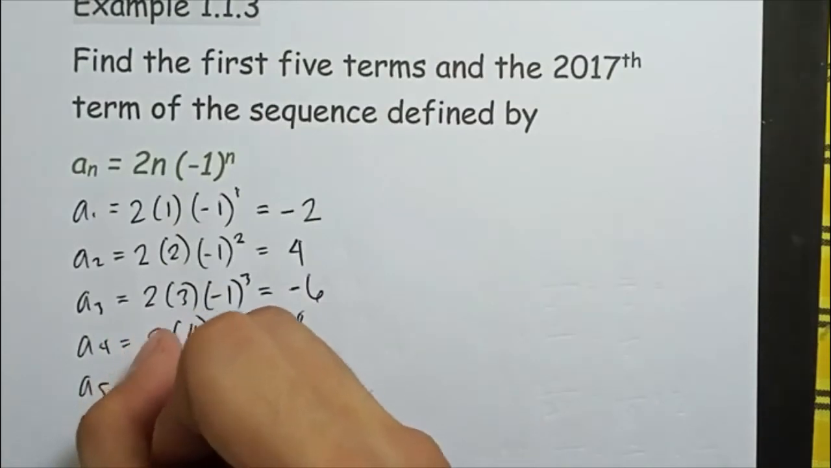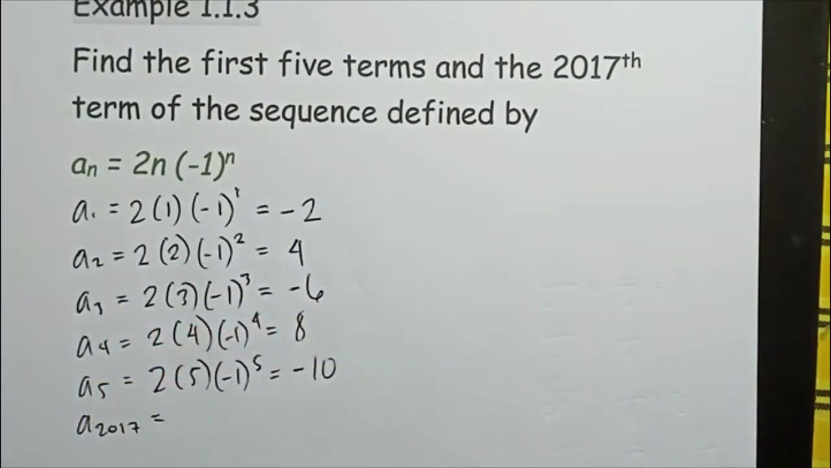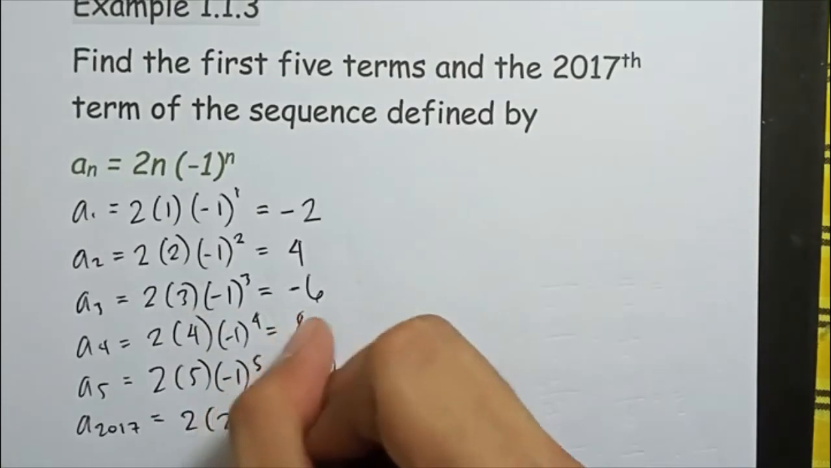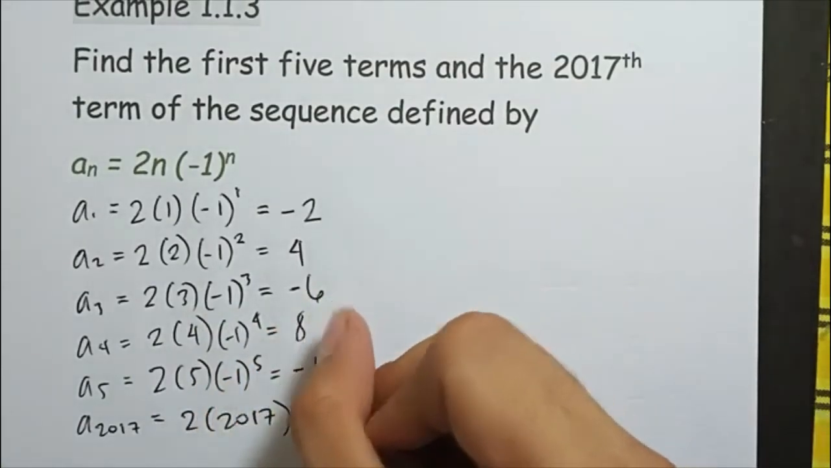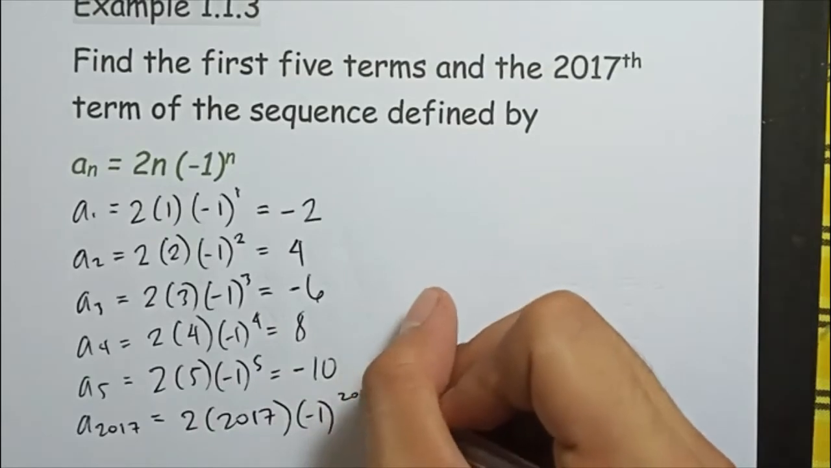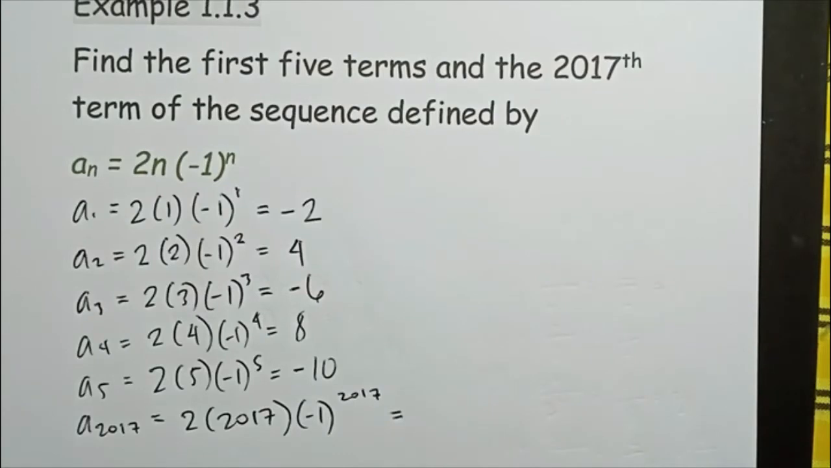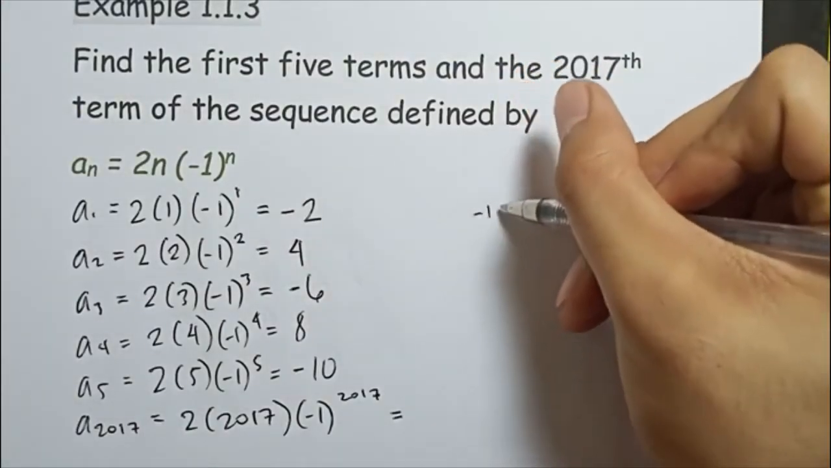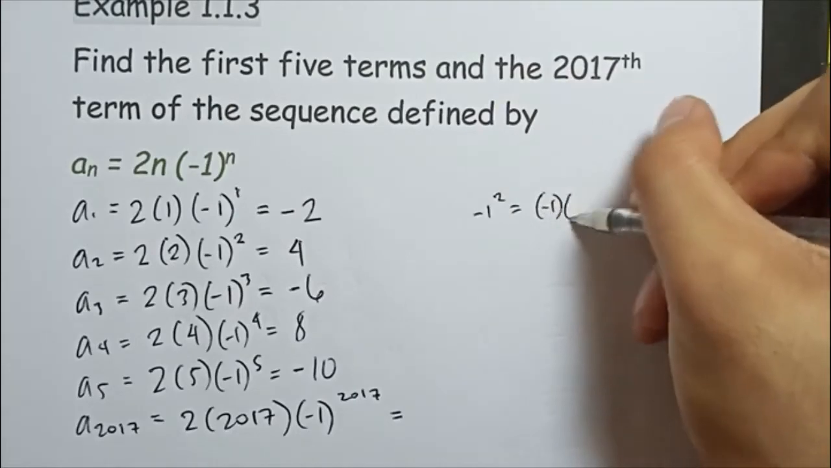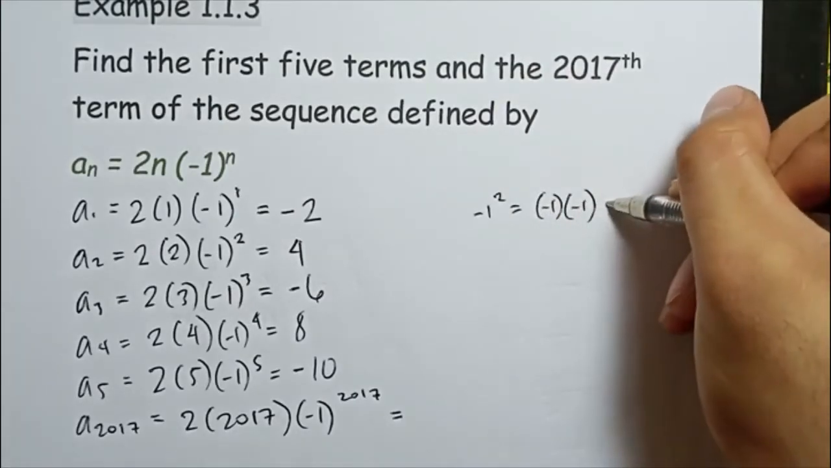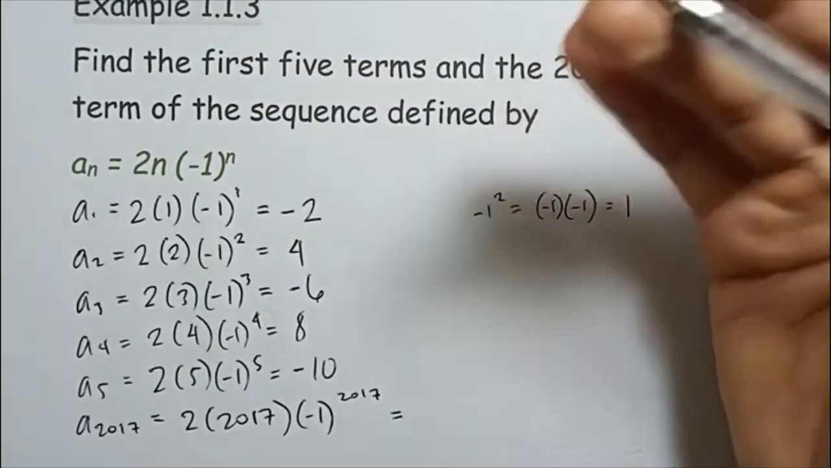Then A sub 2017, ito na. Magiging 2 times 2017 times negative 1 raised to 2017. So 2 times 2017, ito muna exponent, negative 1 times 2017. So, kung wala kayong calcu, ganito lang yan. Kapag negative 1 squared, ang sagot positive 1. Bakit? Kasi yung negative 1 squared is equal kay negative 1 times negative 1. Kaya, ang sagot dito ay positive 1 kasi negative times negative is positive.